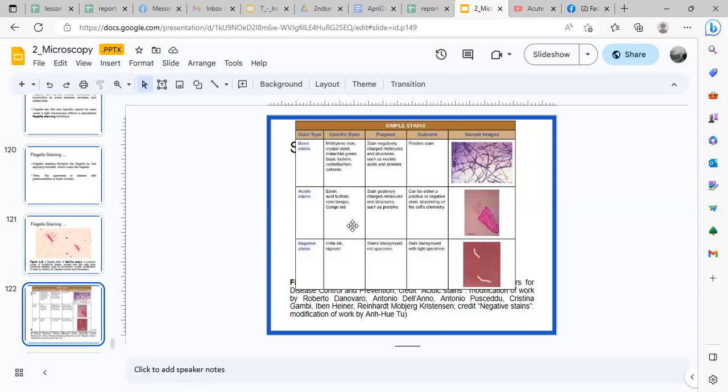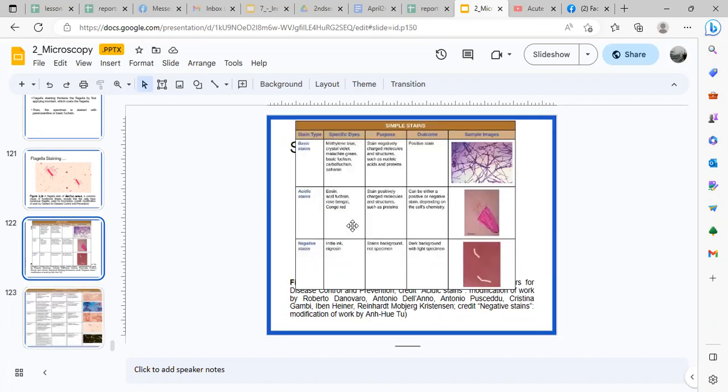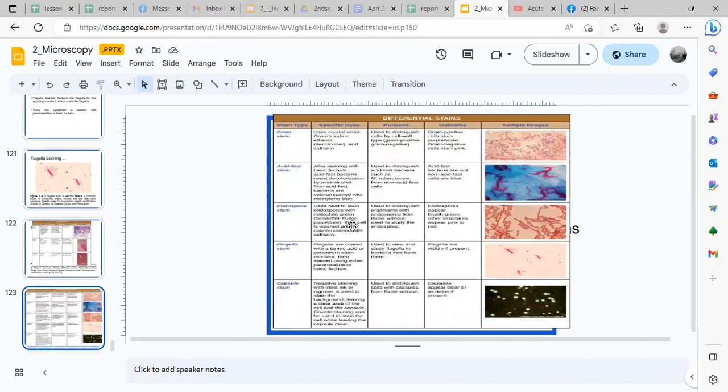So the third one is the negative stain. Ito, you're after the background. So the cell, you're sure that the cell will not absorb the dye. So yeah, nigrosin. So it stains the background. So you have a dark background with lights present. Okay, so yan yung mga summary.